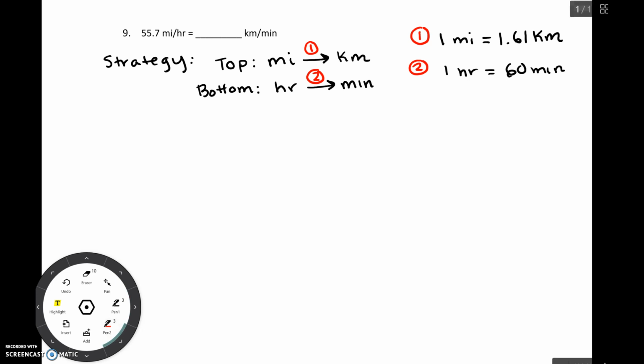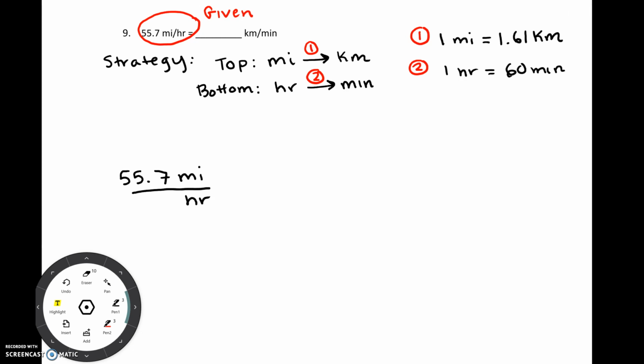I'm starting in the same place. My number in front is always the one that's given to me in the problem, so here's my given. I'm going to start with this 55.7 miles, and then I'm going to write it a little bit different so it's just really clear to me to see which units are in the top and which units are in the bottom. So I'm starting with my 55.7 miles per hour as my number in front.